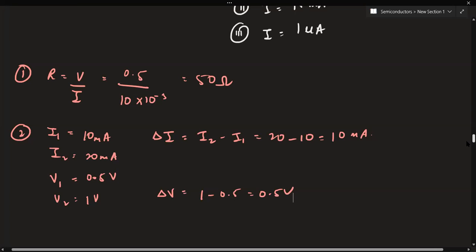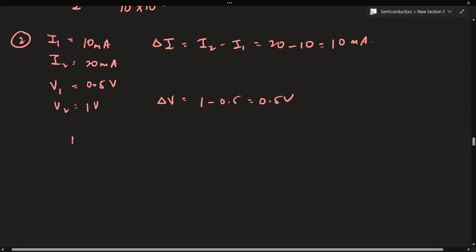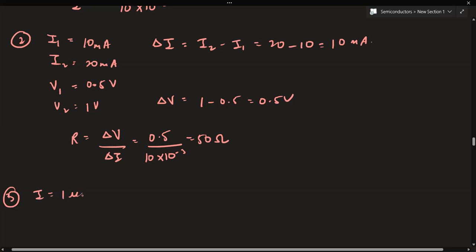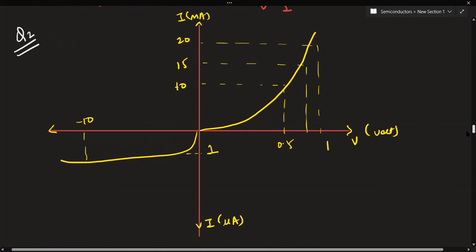So see, what will be the resistance? The resistance will be delta V divided by delta I. So this will be 0.5 divided by 10 into 10 to the power minus 3. This will give 50 ohms. This will be the resistance. Now regarding the third part, that is current at 1 microampere. So now look at the graph. What is the current at 1? What is the value of voltage at 1 microampere? 1 volt.